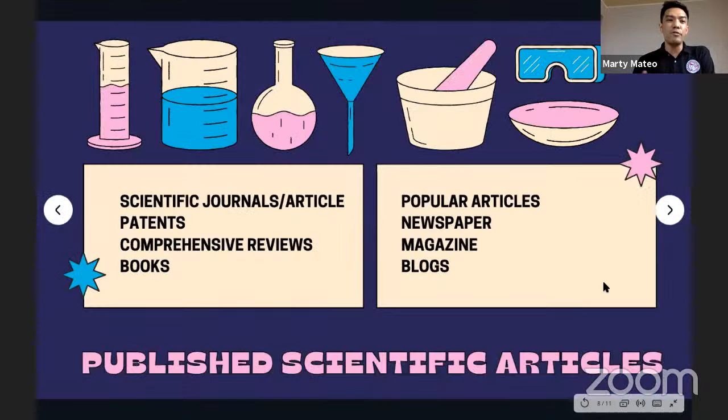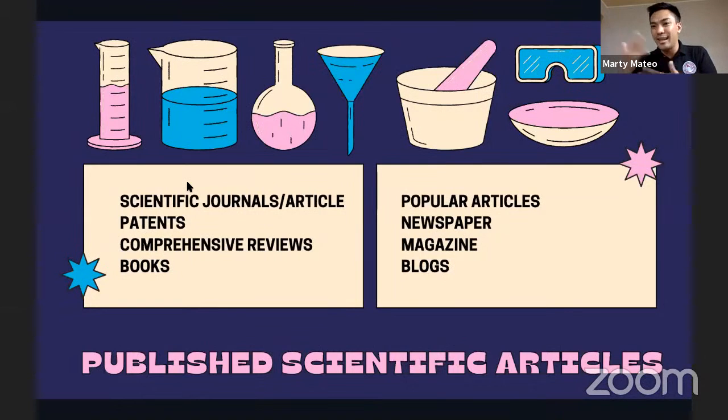So unang-una, syempre yung published scientific articles. Meron tayong dalawang types of published scientific articles. Yung una, yung conservative type or the technical type: scientific journal articles, patents, comprehensive reviews, and books. Kung paano gumawa ng scientific journals and articles and also laboratory reports, mamaya i-discuss yan ni Kuya JP. So I will not discuss itong mga ito, pero ito yung mga more technical types. Ito yung mga makukuha nyo actually sa Google Scholar.